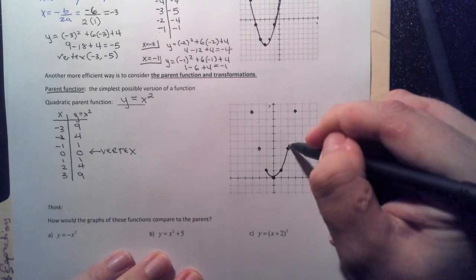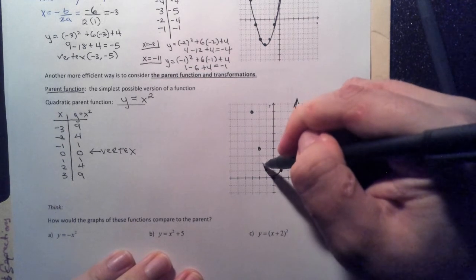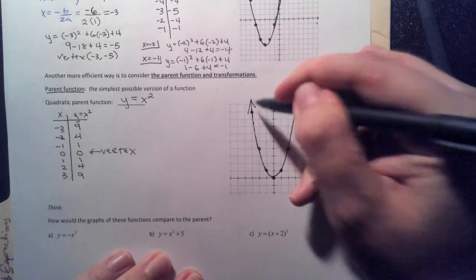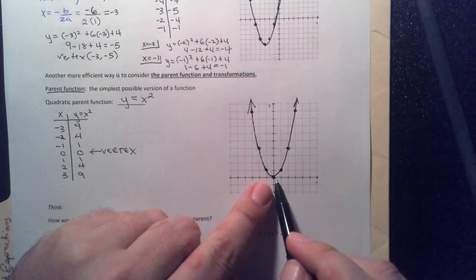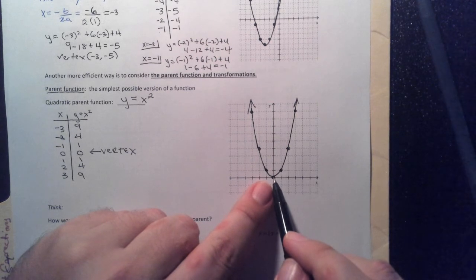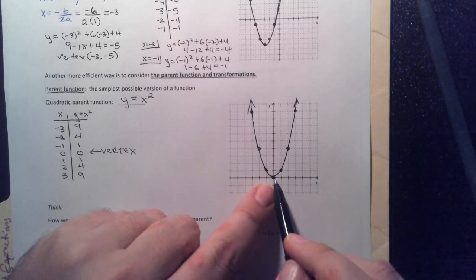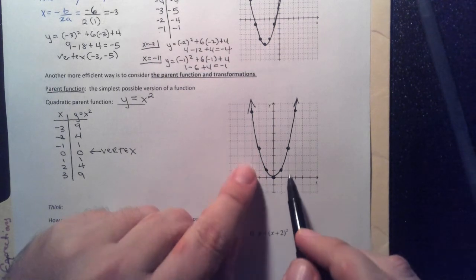But more than the symmetry, I have a nice little pattern here that I'm going to be able to use to graph. You notice all these points are arranged in a particular way. As I go out from my vertex, I can go out 1 and up 1 on both sides. I can go out 2 and up 4 on both sides from the vertex. And I can also keep going.